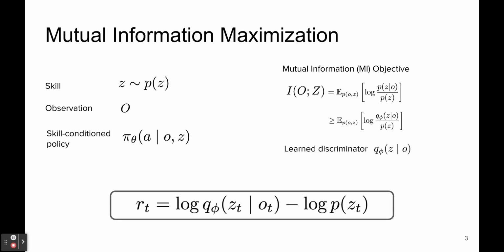And we define our intrinsic reward as the difference between the log of the discriminator and the log of the skill prior.